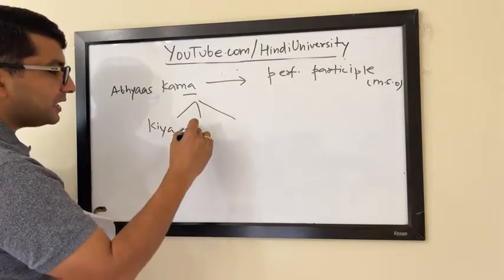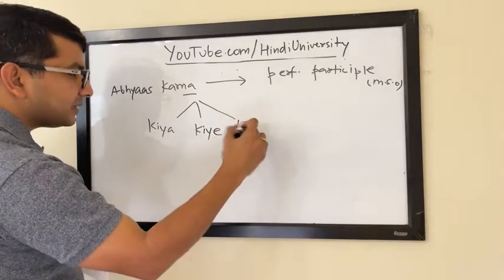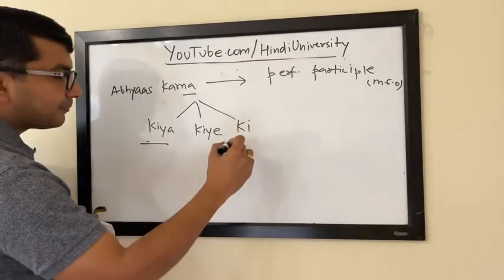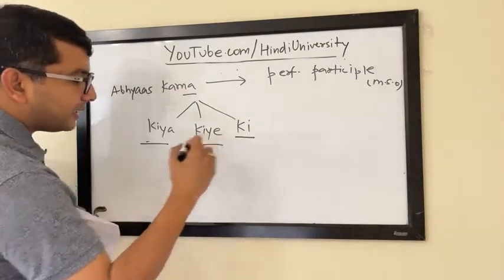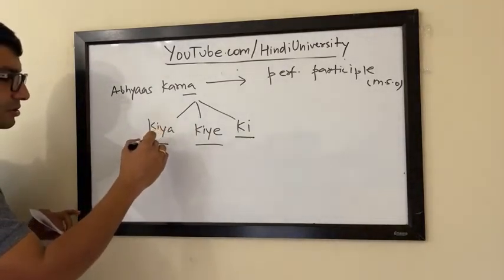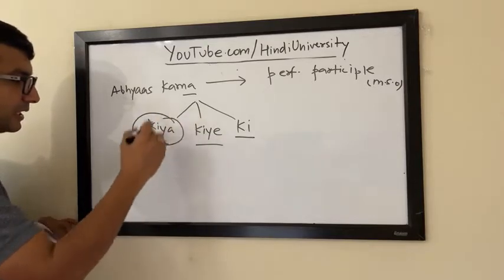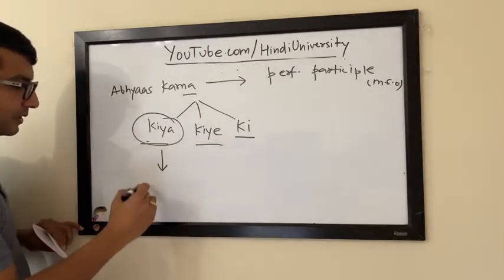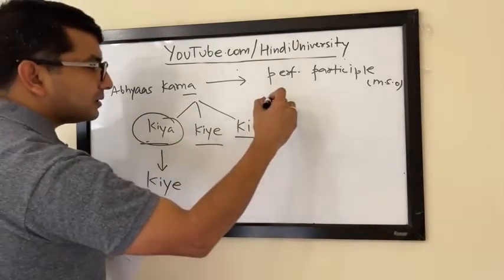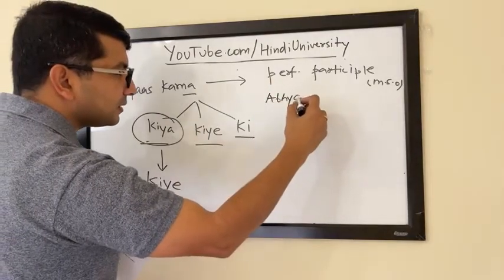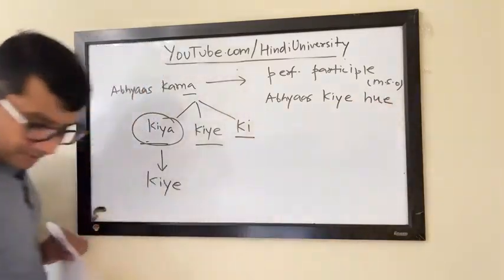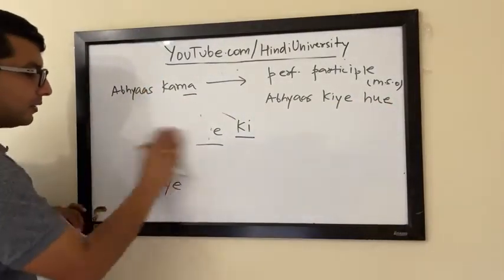In general karna becomes kiya, kiye और की. Okay, मैंने होमवर्क किया. Okay, मैंने सिंगिंग की और मैंने कुकिंग की. Okay, but because it's masculine singular is kiya, the oblique we use this one and the oblique would be kiye. Okay, so abhyas karna will become abhyas किए हुए. अभ्यास किए हुए.